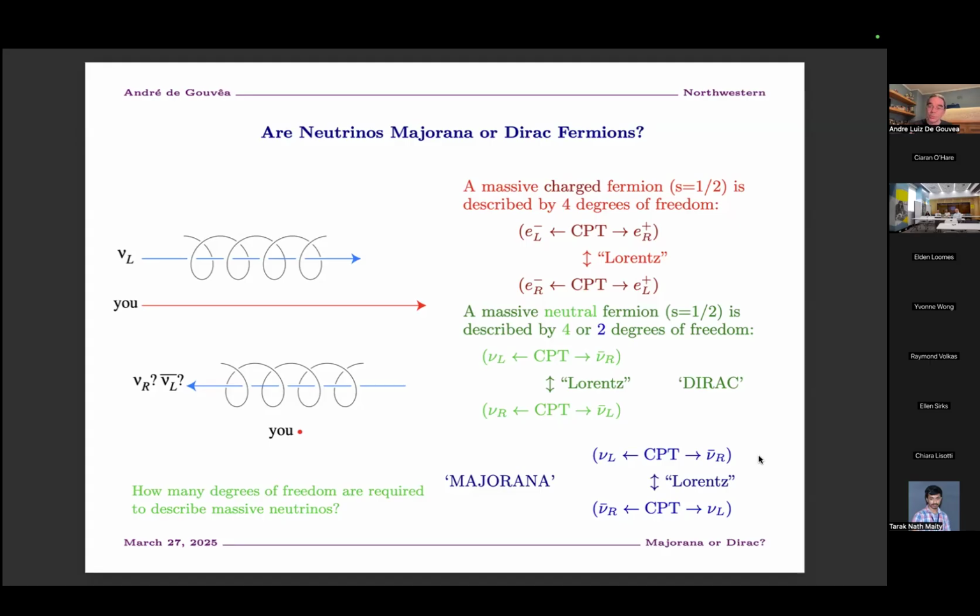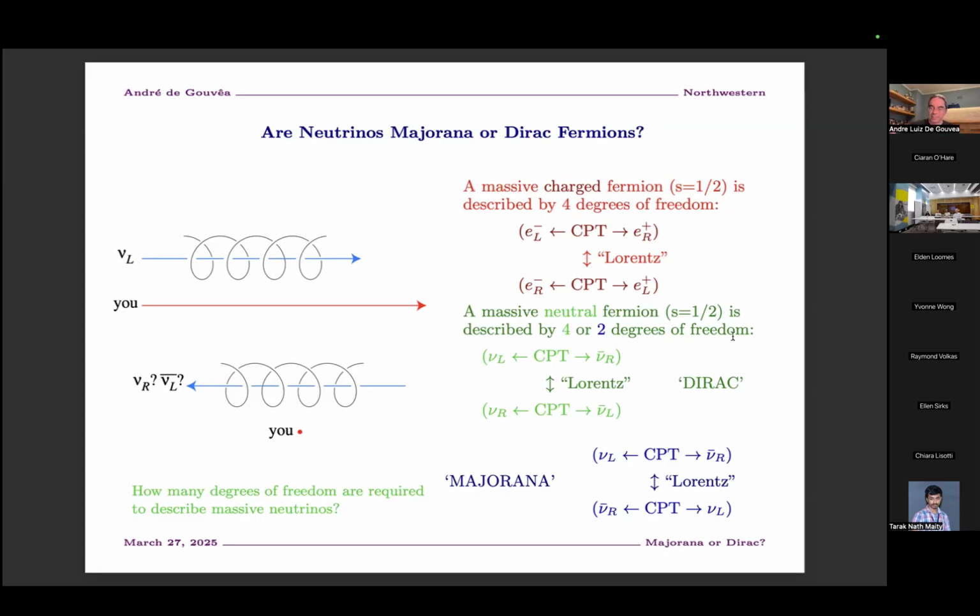Now, it is possible that just like the electron, the Lorentz partner of the left-handed electron is different from the CPT partner of the left-handed electron. If that's the case, there's a right-handed neutrino and a right-handed antineutrino, and these are two different states, and the number of degrees of freedom that it takes to describe a neutrino is 4.